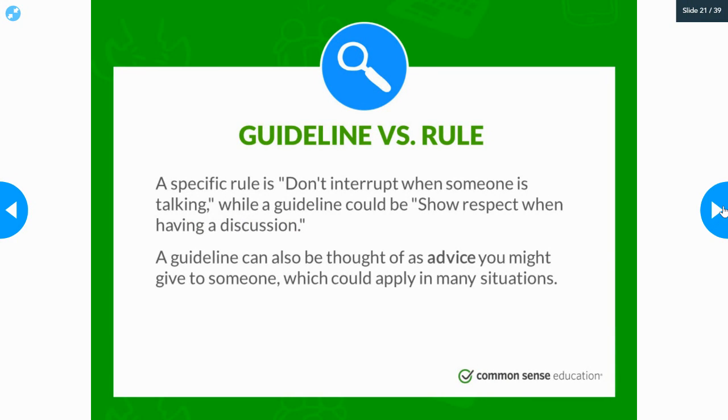Okay, so a guideline versus a rule. A specific rule is don't interrupt when someone is talking, while a guideline could be show respect when having a discussion. A guideline can also be thought of as advice you might give someone, which could apply to many situations. So again, it's more general. Rules are super specific, like don't interrupt, don't make faces, don't do all these other things. Or you could say in general advice is, hey, when you're having a discussion with someone, show respect. And that's a general guideline or advice that covers all of those specific rules I could go through.